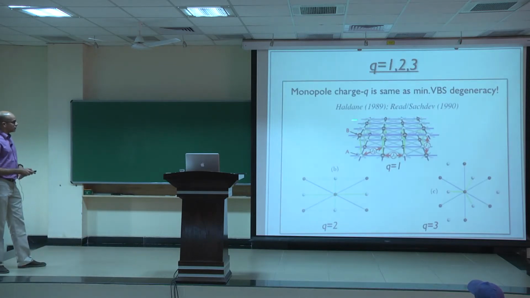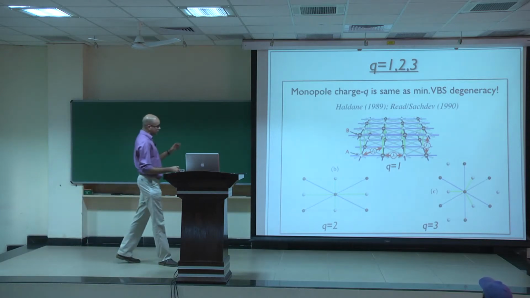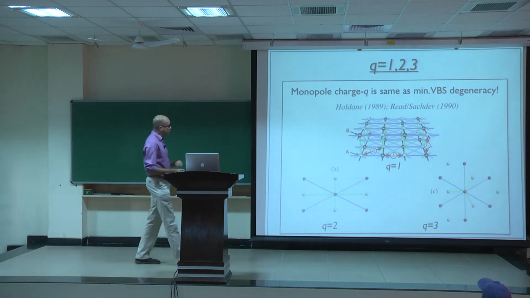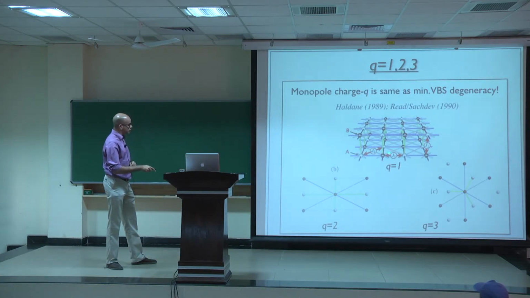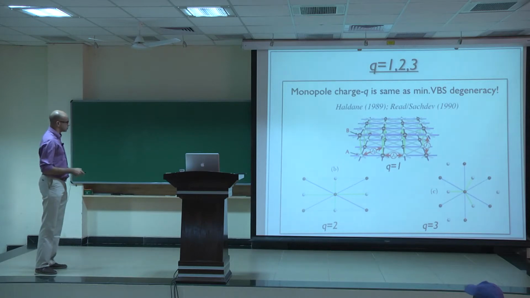And so now we can study, based on this work by Haldane and Read and Sachdev, the monopole charge is related to the minimum VBS degeneracy. So if you take a bilayer, the simplest VBS degeneracy that you can have, I discussed the transition of a fourfold VBS on a bilayer, but you can actually have singly degenerate VBSs, because you can put the states into singlets vertically on a bilayer. And that's what I call this valence bond liquid, to answer your question, Yogesh, earlier.